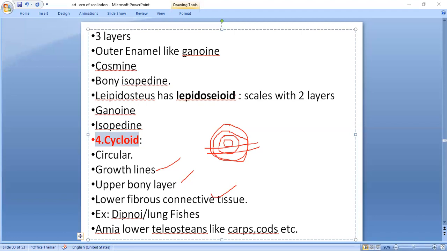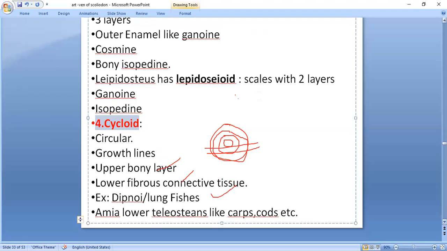They do contain cycloid type of scales. Also, lower teleosteans like carps and cods contain cycloid type of scales.